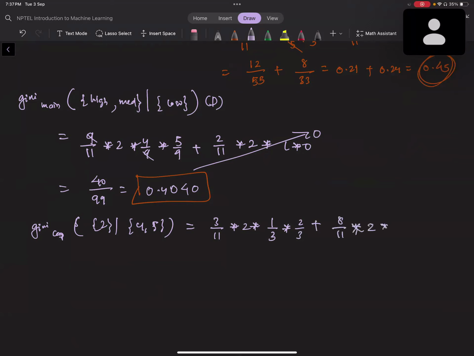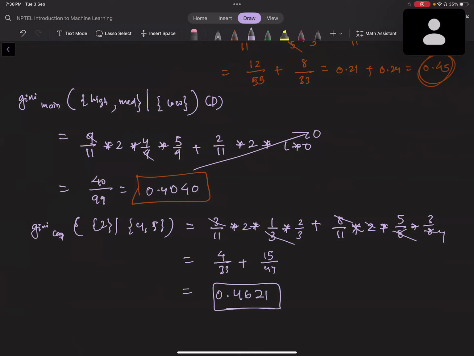into 2 into 5 by 8 into 3 by 8, that is 4 by 33 plus, it cancels, 4 by 44. If you solve this, it will come out to be 0.4621. Okay, and since this is the lowest one, this would be the answer, which is maintenance high, medium, or low.